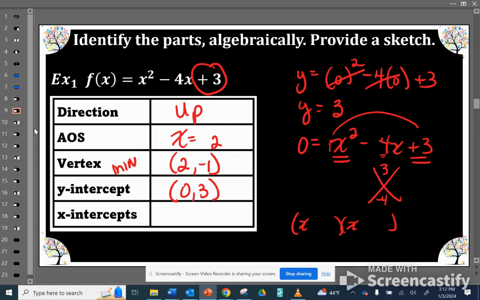So what times what gives us +3 that adds up to -4? So -1 and -3 or vice versa. Order does not matter here. So a -3 times a -1 is +3 and it adds up to -4.